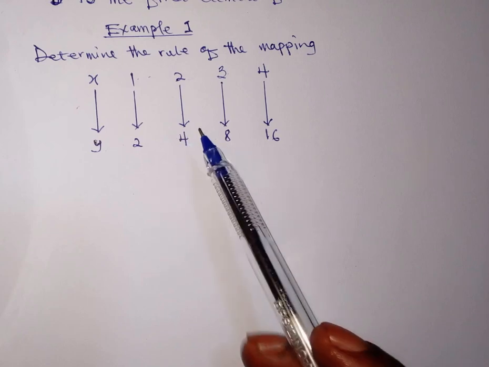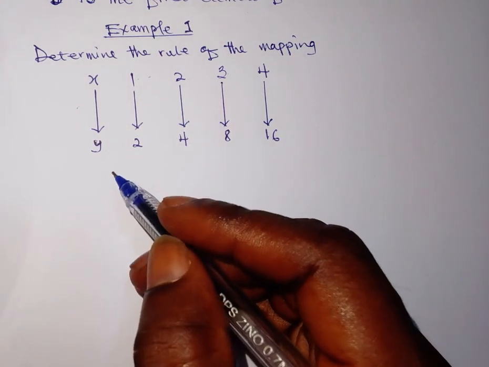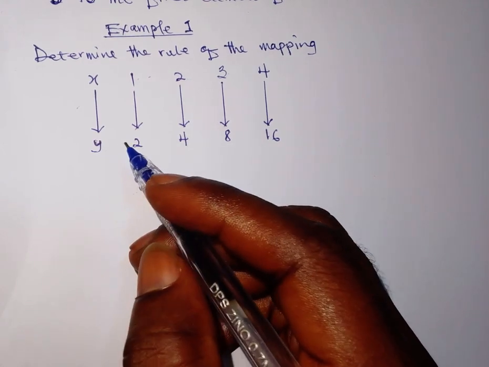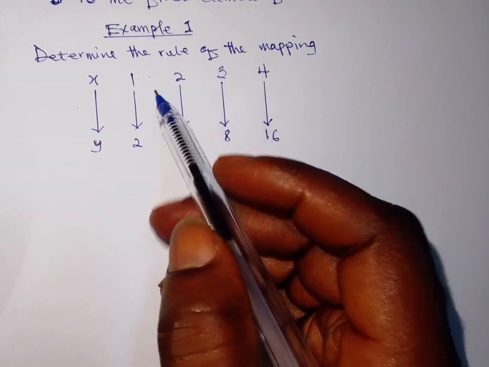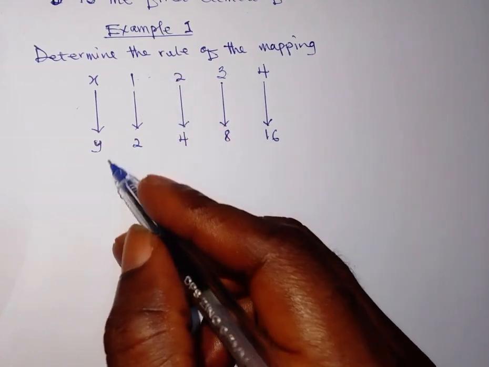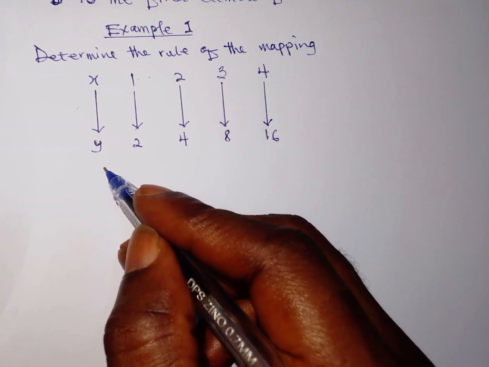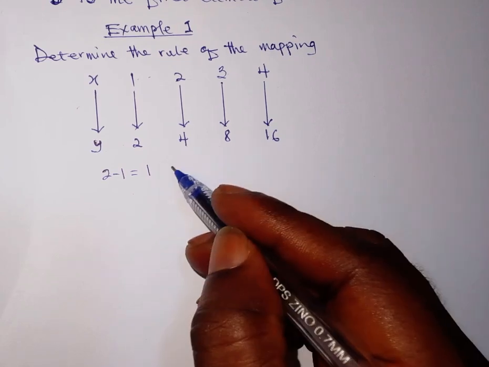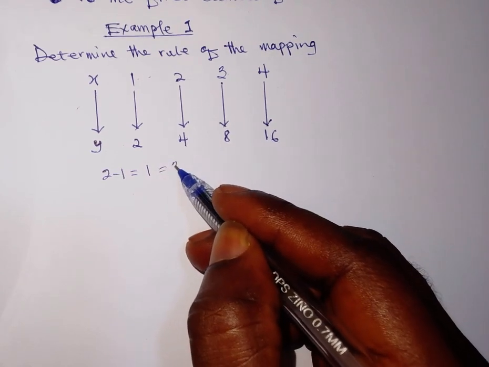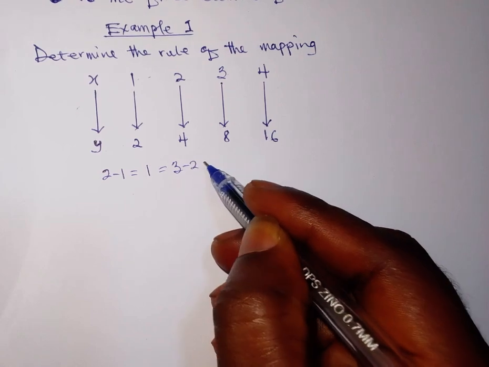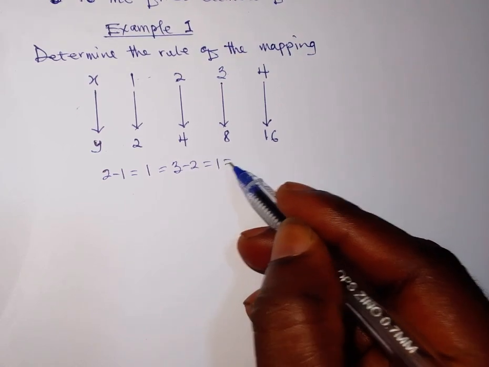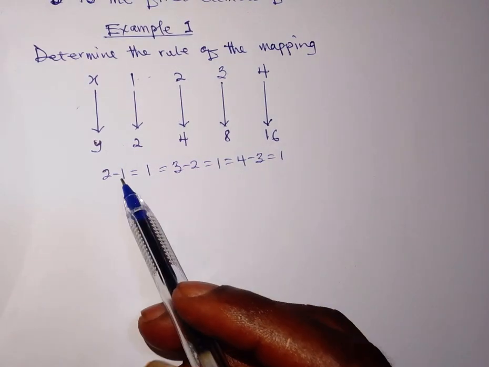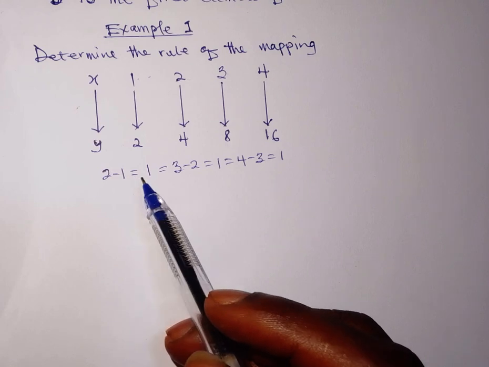So let's try and see if it is true. So for common difference for the domain, let's look at the difference in the domain. You realize that when you subtract 1 from 2, you are getting 1. When you subtract 2 from 3, you are getting 1. When you subtract 3 from 4, you're also getting 1. So you realize that we have a common difference for the domain.